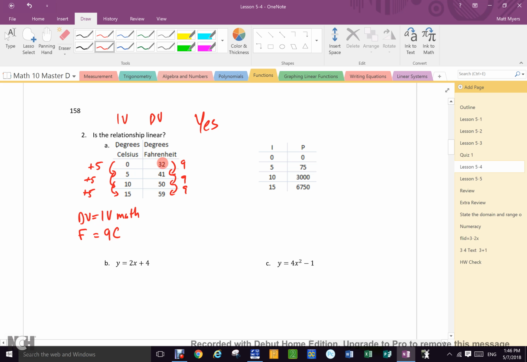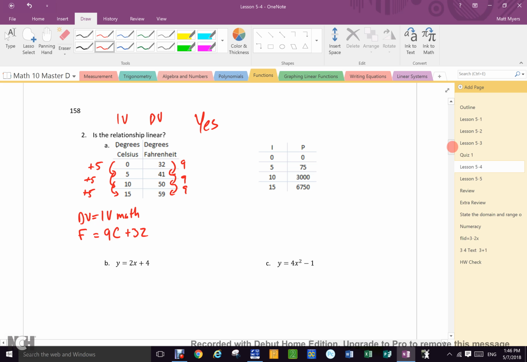I need my output to be 32. So what would I need to do here? Add 32. Let's check the next one. What's my C? What's 9 times 5? 45. What's 45 plus 32? Not that. So we're in trouble, aren't we?